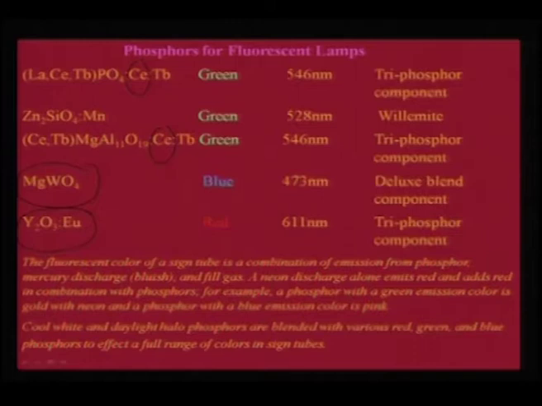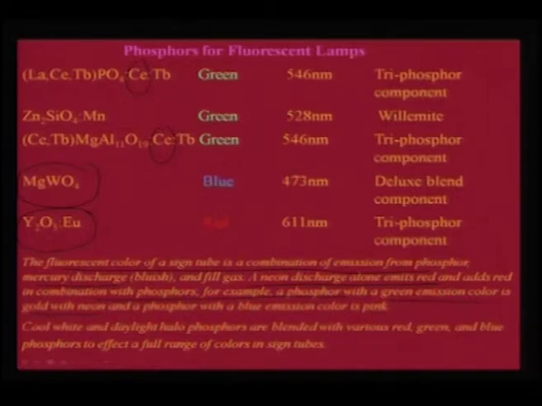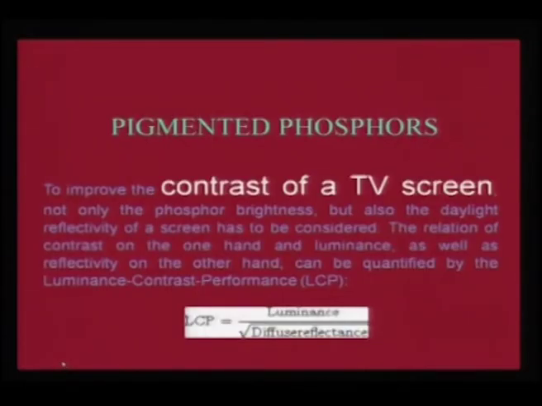these are used for blue and red. The fluorescent color of a tube is a combination of emission from the phosphor and the discharge that is taking place. So, if it is a mercury discharge, then the emission will be mostly dominantly blue in color. Suppose it is a neon discharge alone, it emits red and adds red in combination with phosphors. For example, green emission color is gold with neon. So, if you have a neon discharge, then you can get a different emission for the same phosphor compared to a mercury discharge. Therefore, these are being worked out as combinations for mixing.